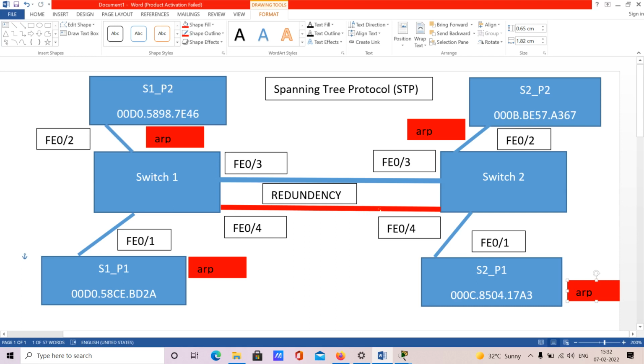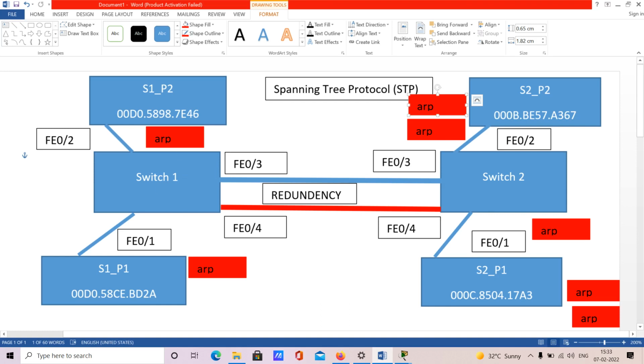Since there is a multiple redundant link, as soon as it reaches the switch, the switch will broadcast it to P2 and P1. Now, as multiple links come in, the switch also broadcasts it, and because it is broadcasting, it also broadcasts this ARP from FastEthernet 0/4. So it comes here from this link to the switch, and the switch again broadcasts it to all the machines. Fine, it again broadcasts to all the machines.